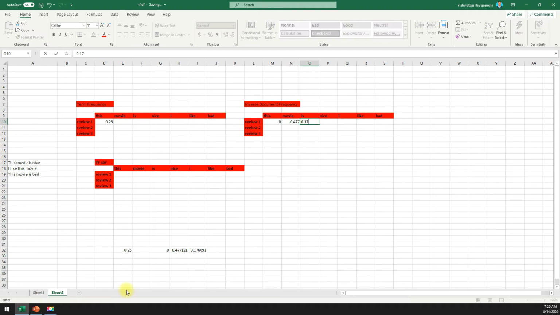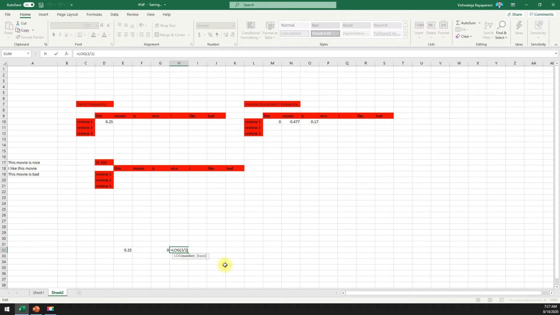Now if you notice the value of IDF, the IDF value will be higher if the rareness of the word is high. Now, is this for the movie? No, this is not for the movie.